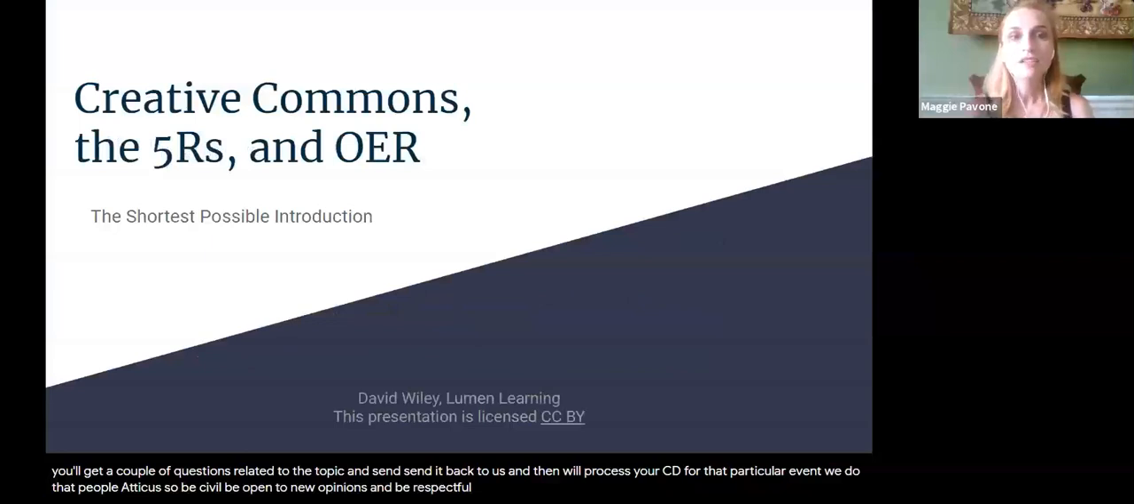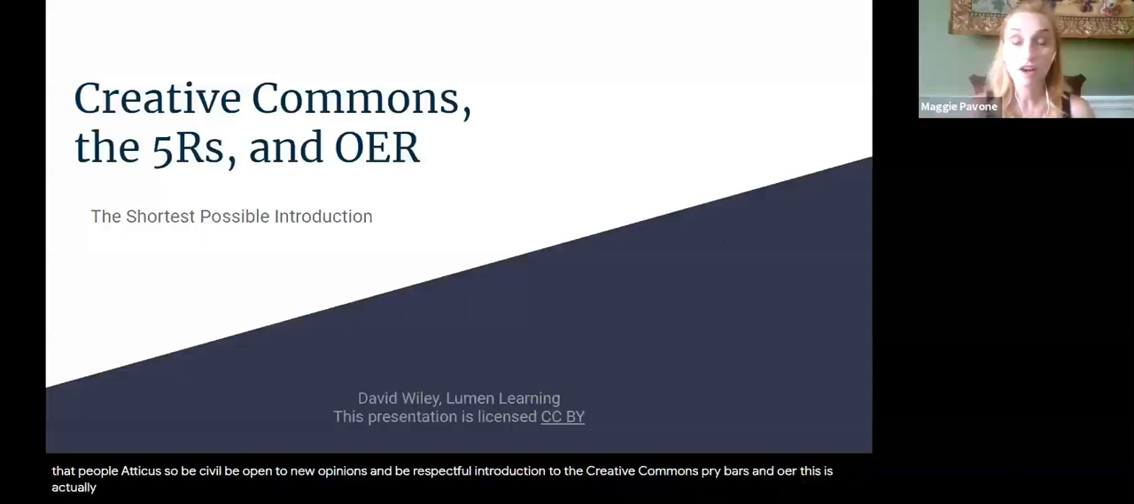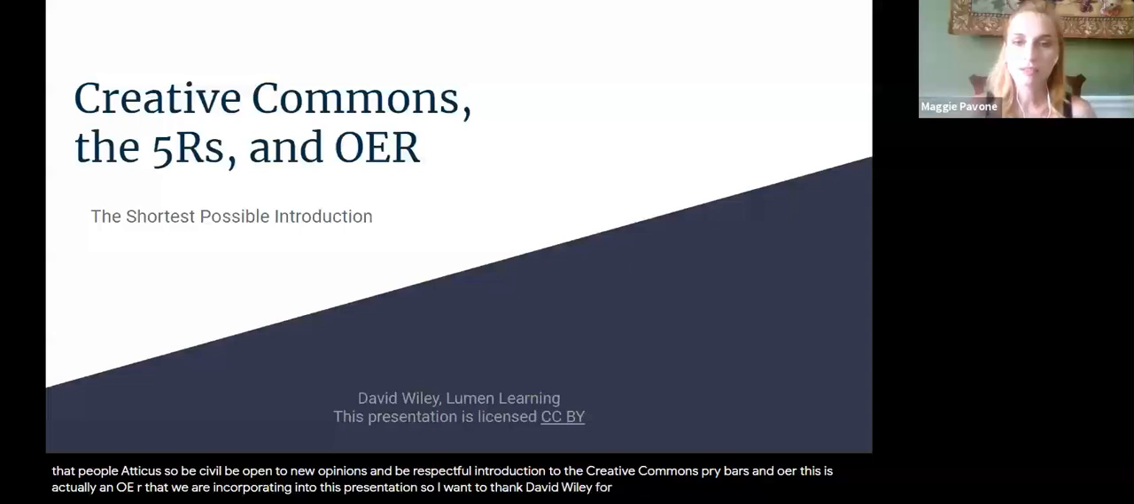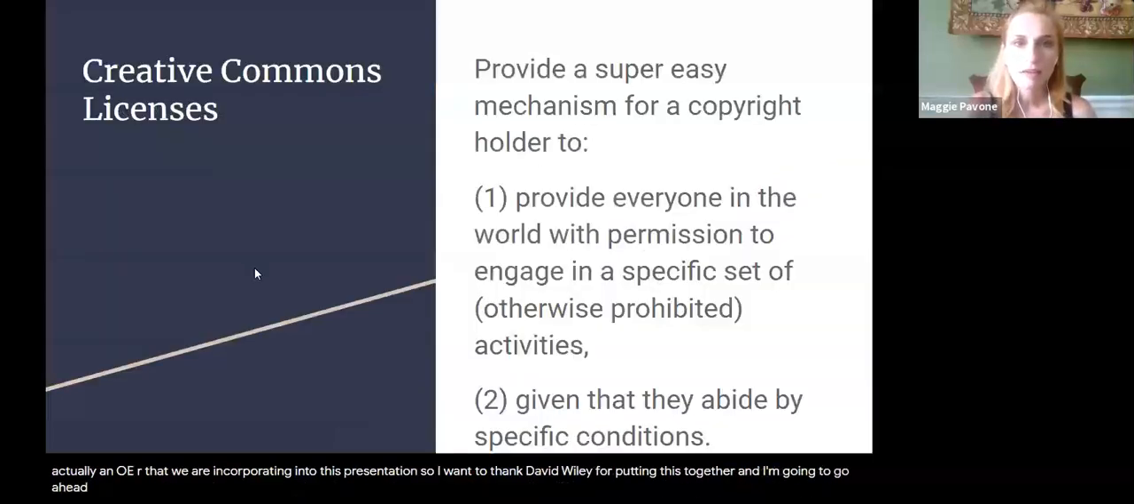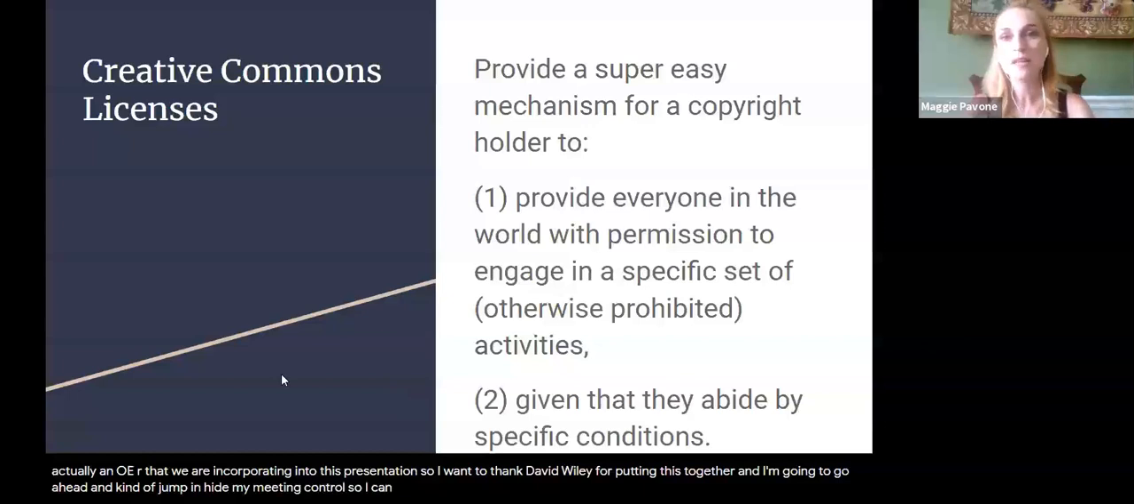All right, so the shortest possible introduction to the Creative Commons 5Rs and OER. This is actually an OER that we are incorporating into this presentation. So I want to thank David Wiley for putting this together. And I'm going to go ahead and jump in, hide my meeting controls so I can see.